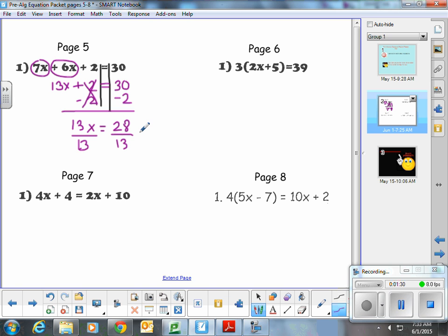Now if you take 28 and divide it by 13, it ends up being 2.1538, and we have more and more numbers, so it's about 2.2, or we can leave it as a fraction, which will give us the exact answer instead of an estimate. 13 goes into 28 two times, which brings us to 26, which means we have 2 left over. So 2 and 2/13 is the exact answer for that problem.